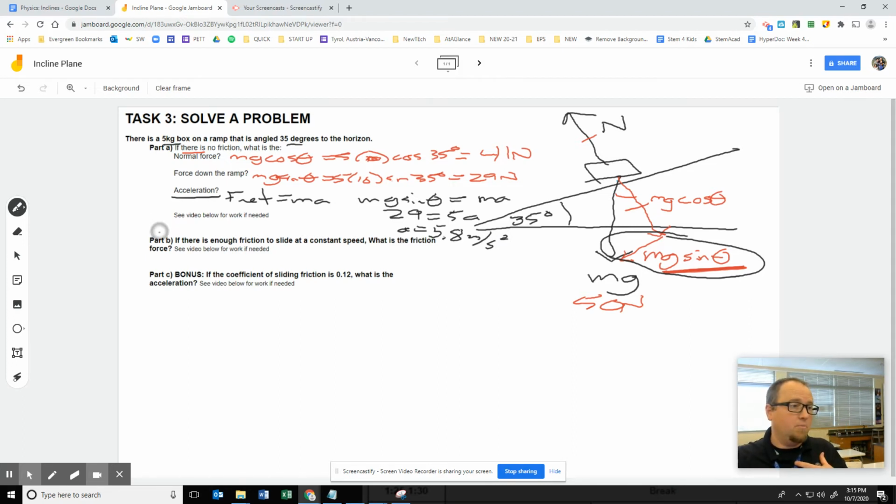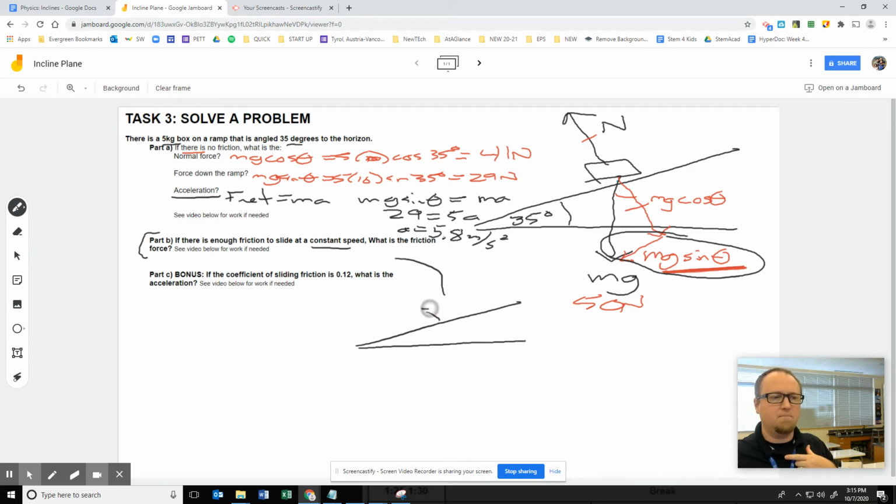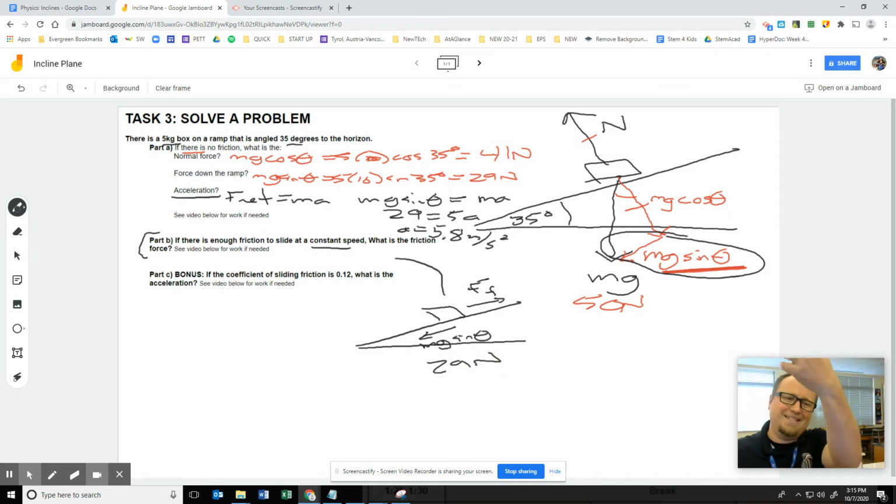Okay. Part B. There's enough friction to slide at a constant speed. There's your clue. Ready? Constant speed. What does that mean? Constant speed means that the force down the ramp, mg sine of theta, has to equal the force up the ramp, which is your friction. So in this problem, if you have 29 newtons pulling down the ramp, how much force do you have up the ramp to go to constant speed? 29 newtons. When those are the same, since F net is equal to ma, your F net is 0. So that means your acceleration is 0.